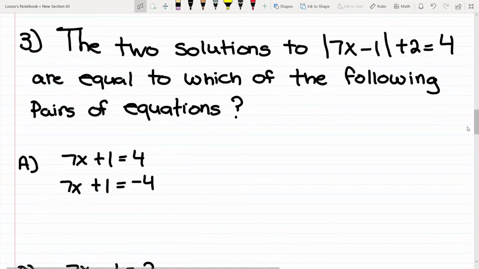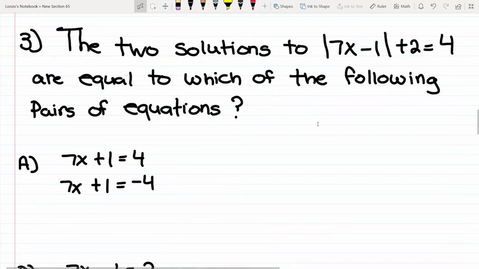Okay, question three says, the two solutions to the absolute value of 7x minus 1 plus 2 equals 4 are equal to which of the following pairs of equations? So they're not asking to solve for x. They want the two equations before you start solving for x.